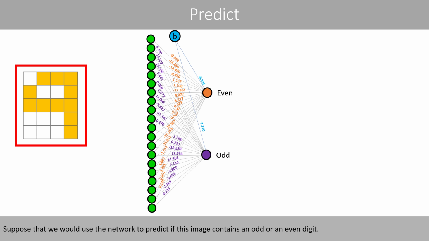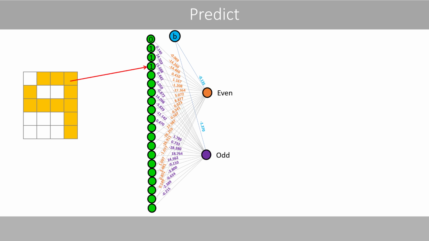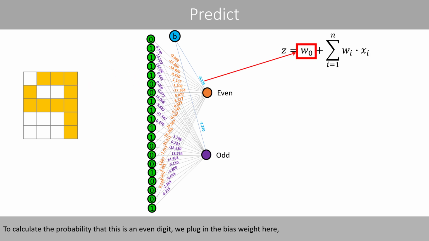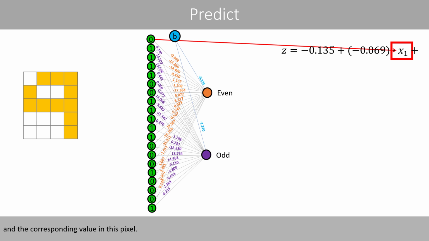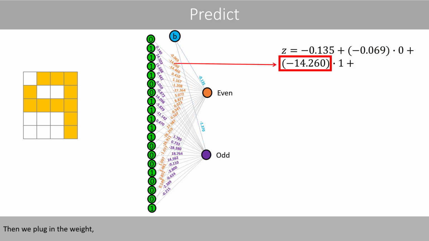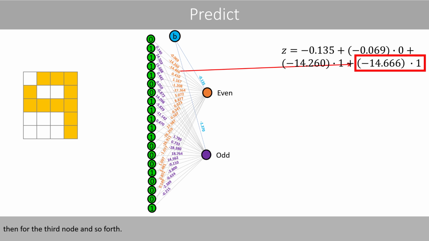Suppose that we would use the network to predict if this image contains an odd or an even digit. We therefore plug in the image in the corresponding pixels. To calculate the probability that this is an even digit, we plug in the bias weight here, the weight associated with the pixel on the 1st row, 1st column here, and the corresponding value of this pixel. Then we plug in the weight and the input value of the 2nd node. Then for the 3rd node, and so forth.